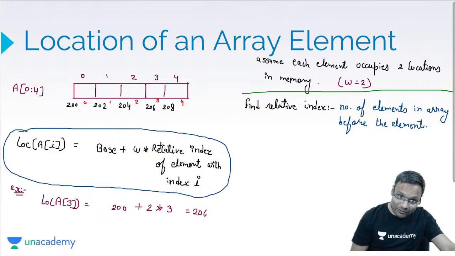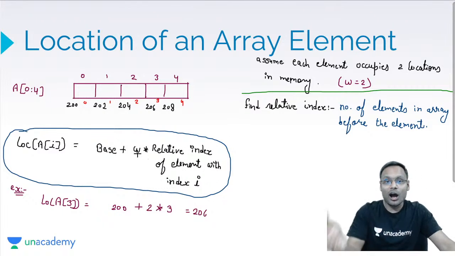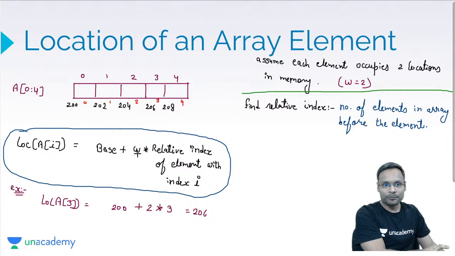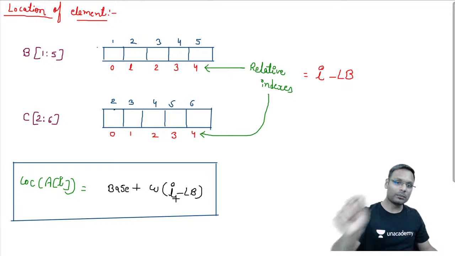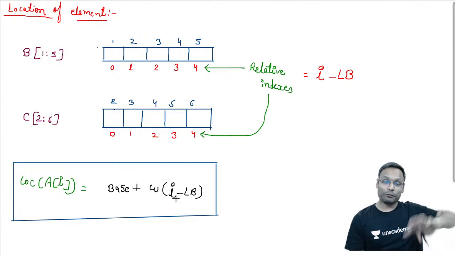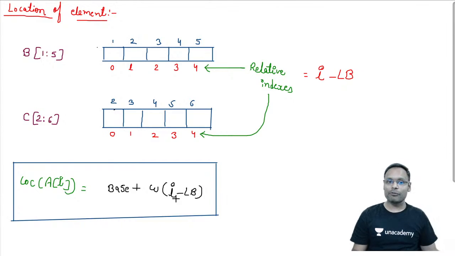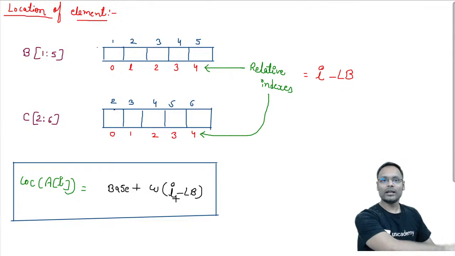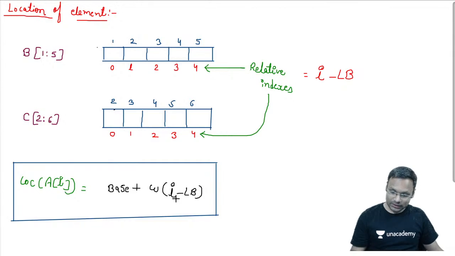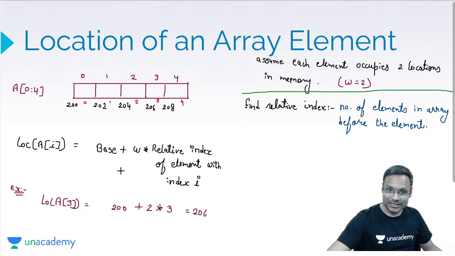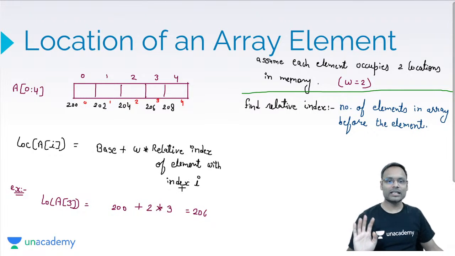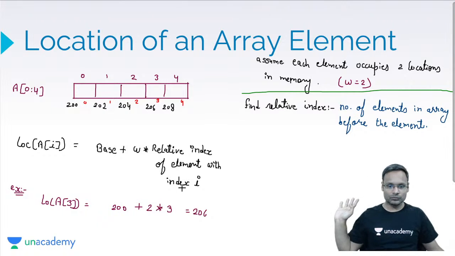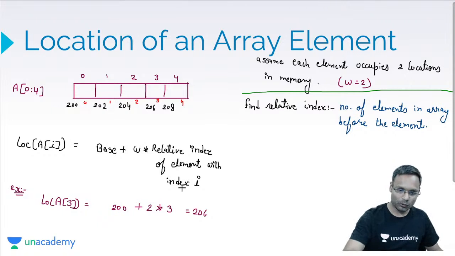Now, this relative index will be calculated how? That will be dependent on your array. If you are having 1D array, you are having relative index calculated by I minus lower bound. If you have something array, different type of array, this relative index will be calculated in some different way. But if you can know what is relative index, it will be very easy for you to calculate relative index for any type of array. किसी भी टाइप के एरे के लिए आपको रिलेटिव इंडेक्स कैलकुलेट करना आ जाएगा.